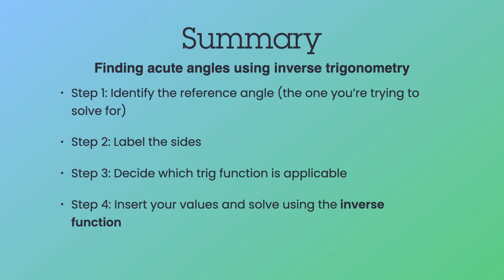So just to summarize, in order to find acute angles using inverse trigonometry for these right triangles, same basic steps as before when we were finding side lengths. You're going to identify the reference angle. That is the one you're trying to solve for. You might be able to do this twice. You get to choose which angle you're solving for. You're going to label the sides. You'll decide which trig function is applicable, insert your values, and solve. But remember, you're solving using the inverse function.